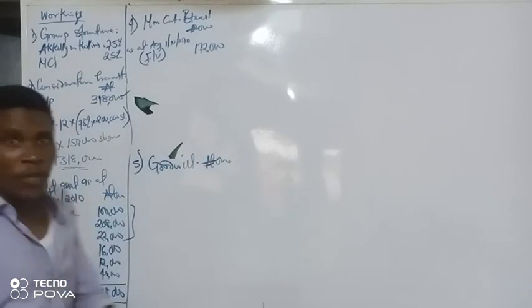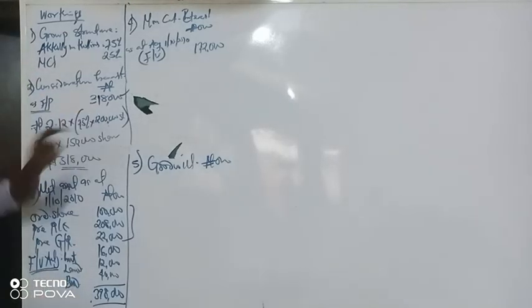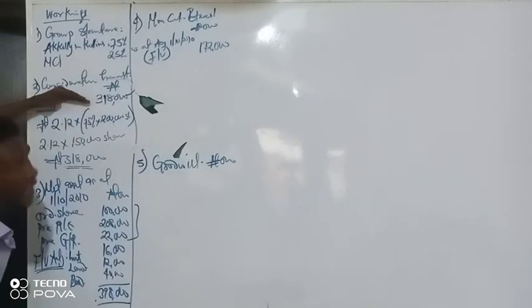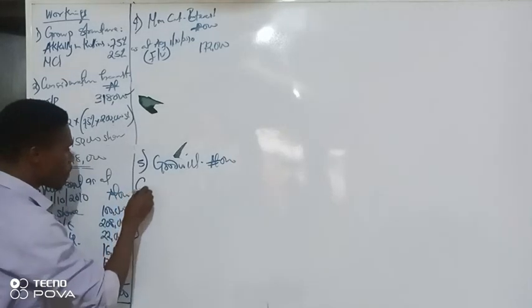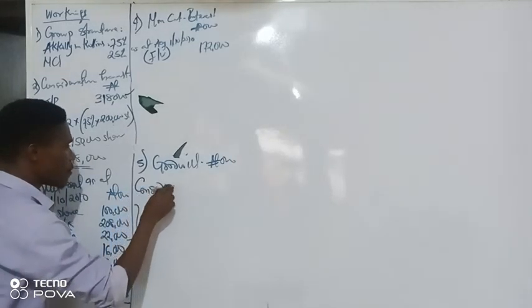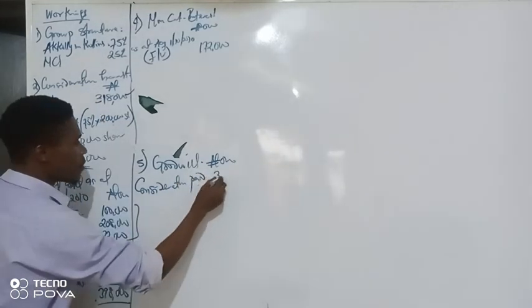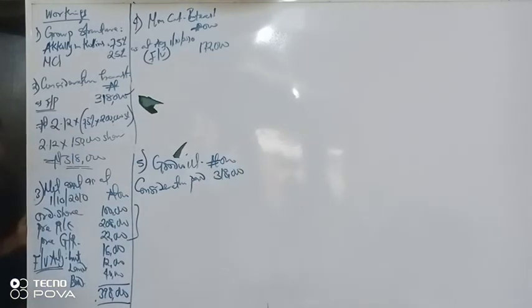All we need for our goodwill is already on the board. Once you get this, you are good to go. Are we together? Now, how much do we pay? You read this or this. You read this if they say investment in associates, but they are the same. So, consideration transferred: how much do we pay? We pay 318,000.